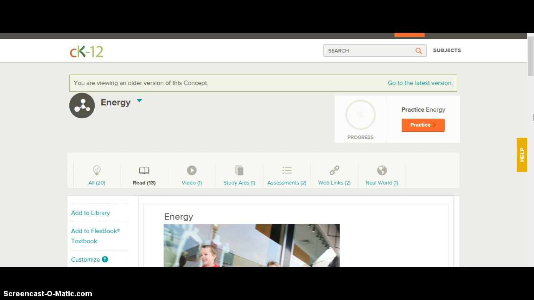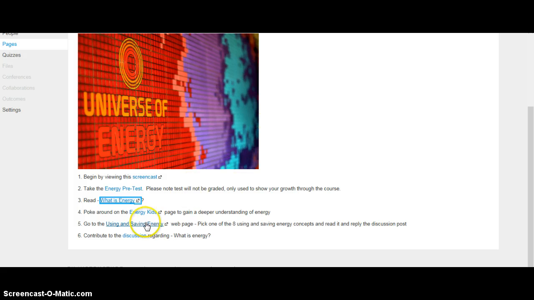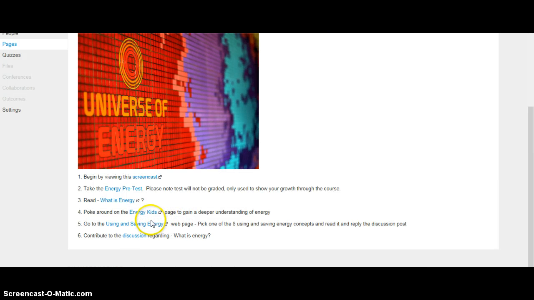After students have completed this reading in their entirety and truly understand the benefits of this activity, they can go back and they can poke around another page called Energy Kids, which will give them additional information. After students have done that, there is another page for them to go to where they can pick one of the 8 using and saving energy concepts and read and apply it to the discussion post below. Here, the final contribution to week 2 is the discussion post.